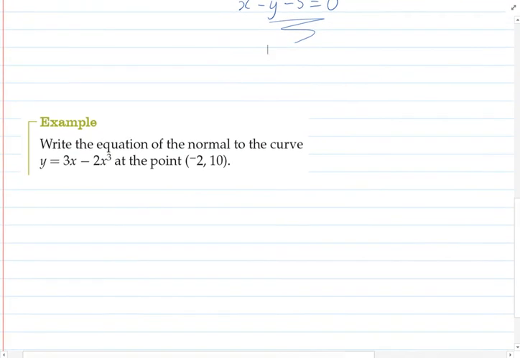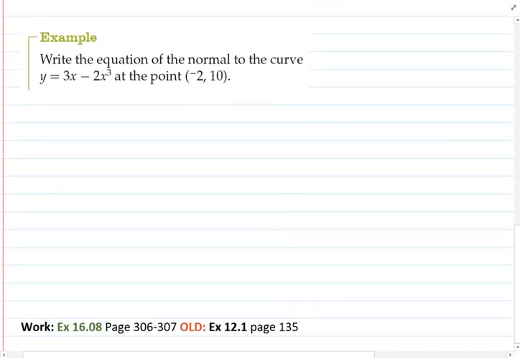Okay, well, we seem to be ripping through this pretty quickly, so I'll go on and do this last example. It's asking us to write the equation of the normal, and all we need to remember for normals is that when you multiply a normal gradient with the gradient of the curve it is normal to, the gradients multiply to negative 1.